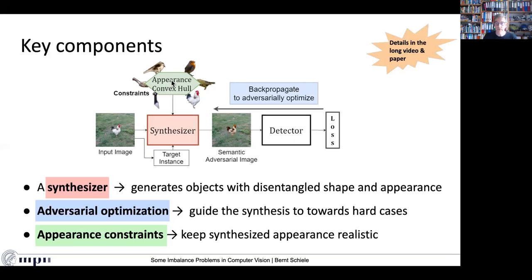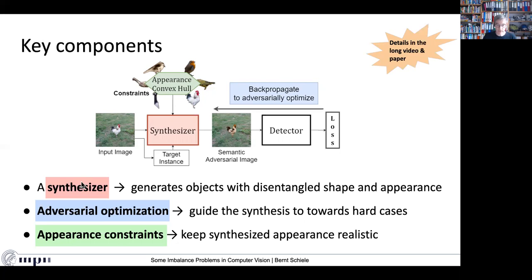The appearance we get from an appearance convex hull. We have a latent space where we index the appearance, which is learned as part of the training. We stay within the convex hull of the bird class to generate a new appearance for the bird. You don't take the full space of all appearances, only five or a small number of appearances for the bird class, and then we stay within the convex hull. The synthesizer uses the pose and shape from the original image and generates a new appearance. Once we have this new image, we take our detector and get a loss for how well it does, and then we backpropagate adversarially to update the synthesizer so that it produces a new image.